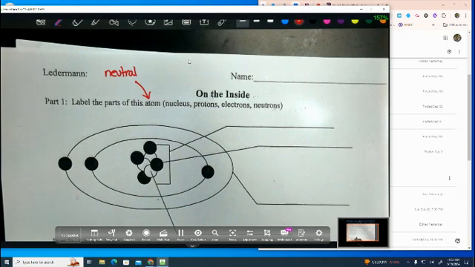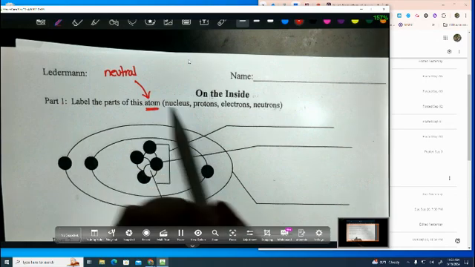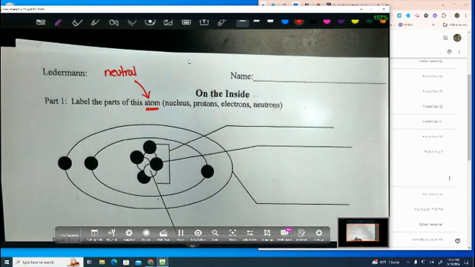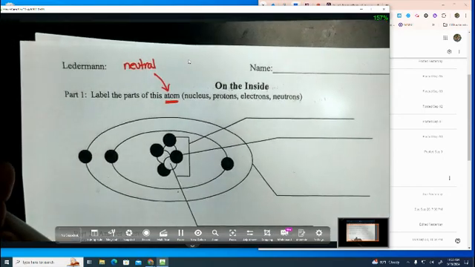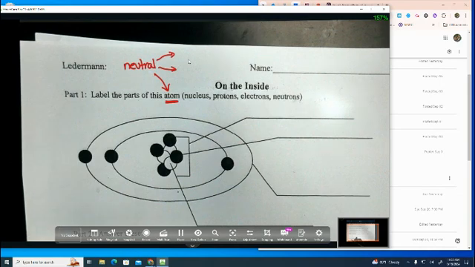Okay. So whenever you see the word atom, and this is why vocabulary is extremely important. We're going to be doing a lot of different things today because we have a double. When you see the word atom, you need to automatically think of the word neutral. And if we know it's neutral, we know that it has no charge. And if it has no charge, that means the number of positives and the number of negatives have to be equal to each other.